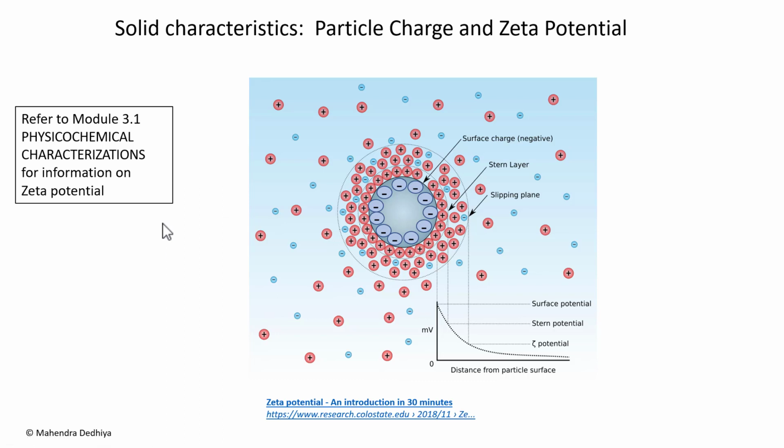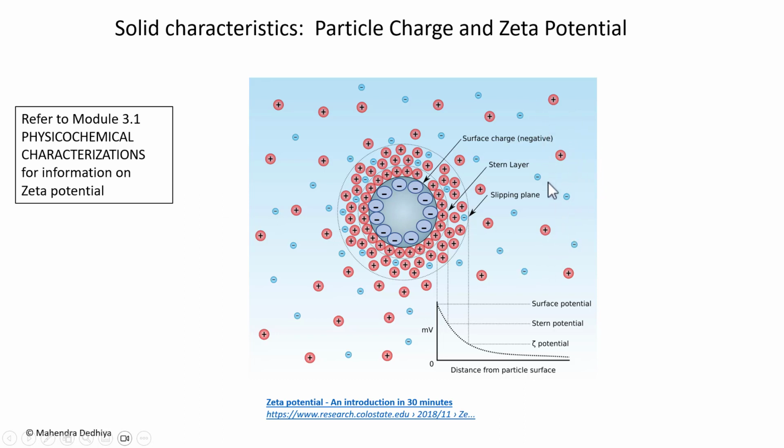Solid characteristics, particle size, particle charge and zeta potential are important. The reader is requested to refer to module 3.1, physicochemical characterization, for more information on zeta potential. So each of the particles that are suspended carries a charge. In this case, a negative charge is shown, so the surface charge is negative. That depends on the charge in the vehicle.